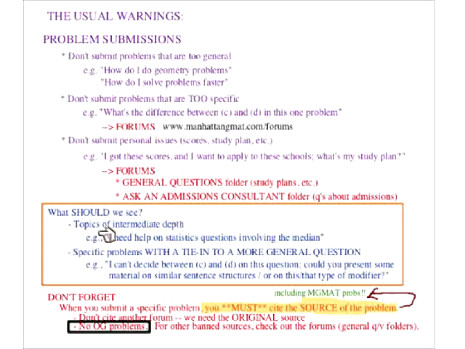The kind of stuff that we do want to see is intermediate depth, meaning not too general, but general enough to make a lesson out of. This is a good one: statistics questions involving the median. That's particular enough, but not so particular that it's like one question. If you include one question, please tie it into a more general issue. So not, I can't decide between C and D on this question, but rather, could you present some general question?